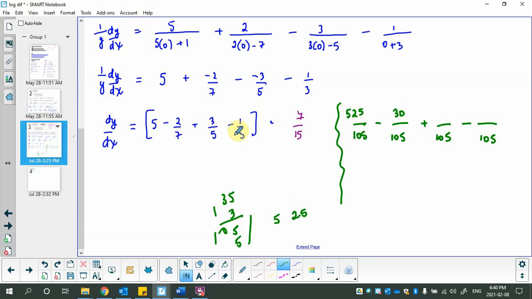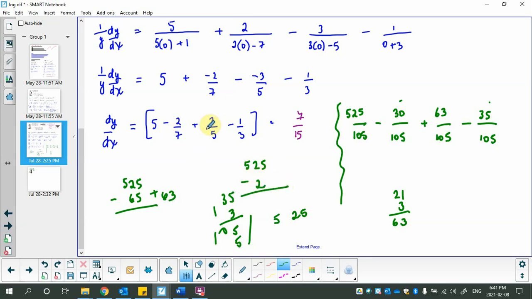This 5 gets times by the 7 and the 3, so this 3 times by the 7 and the 3. And then finally, this 3 gets times by the 7 and the 5, so this 1 gets times by the 7 and the 5. So we get that. So I have 525 minus 65. That's this one and this one. Oh, but I'm going to add 63, so that's actually 525 minus 2. So this whole bracket will be 523 over 105, which was my common denominator.